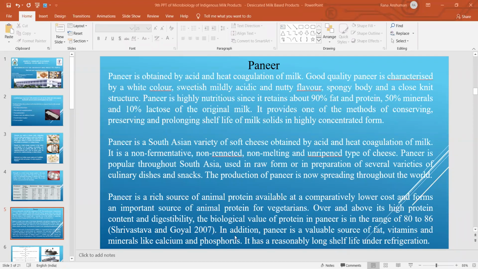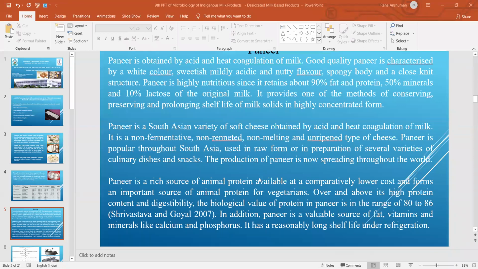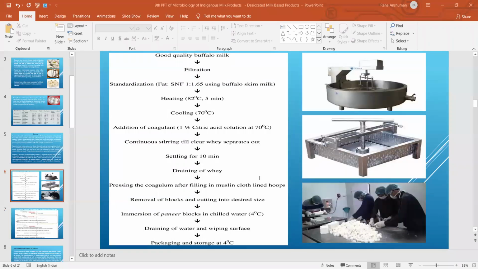And in addition to this, paneer is a valuable source of fat, vitamins, minerals like calcium and phosphorus, and it has a reasonably longer shelf life if you are keeping this particular product under refrigeration condition. So in this slide, I have tried to give you the flow diagram of manufacturing of paneer. So good quality buffalo milk.